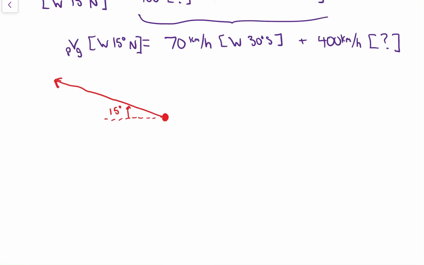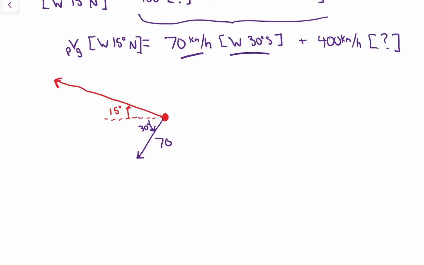By switching the orders, I can definitely draw that first vector. It's 70 kilometers per hour, west 30 south. So it's going to go this way. My scale might not be quite right, but this angle is the 30. And this length is the wind, so that's the 70 kilometers per hour.